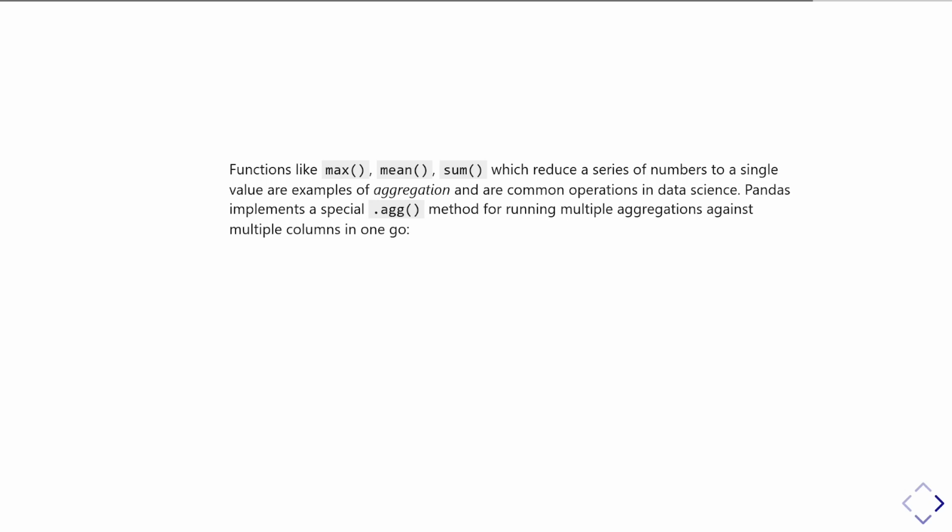Functions like max, mean and sum, which reduce a series of numbers to a single number, are generally called aggregation, and are common operations you need to do in data science. Pandas implements a special method, .agg, which allows you to calculate a number of aggregations against multiple columns all in one go.